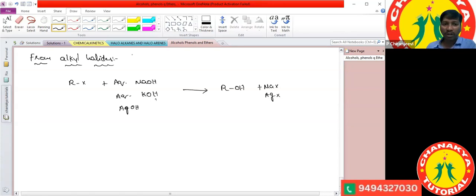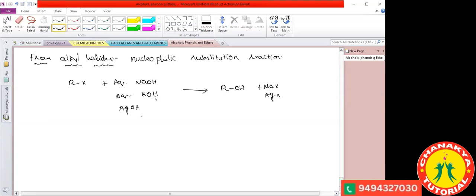This one undergoes a nucleophilic substitution reaction. This is one method we use in the preparation of alcohol. Now you got the clarity? Yeah, sir, got it. Okay.